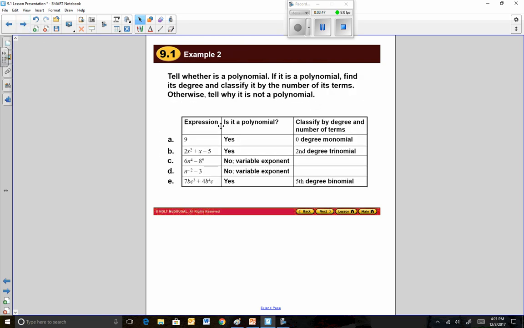All right, let's try the next question. Now this is just a little table. It says tell whether it's a polynomial. If it's a polynomial, find its degree and classify it by its number. So number 9, it is a constant.